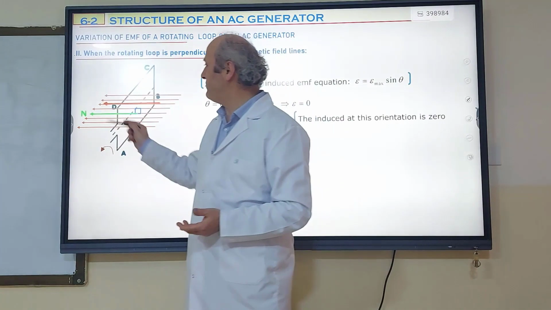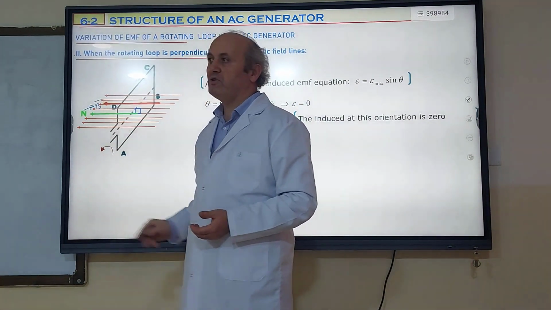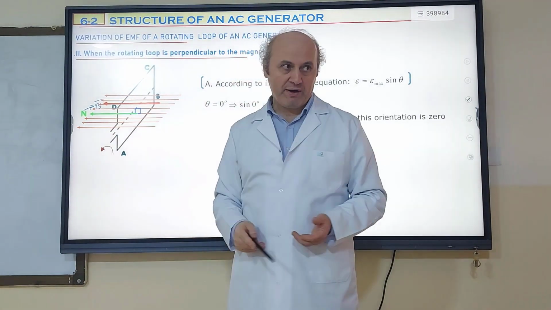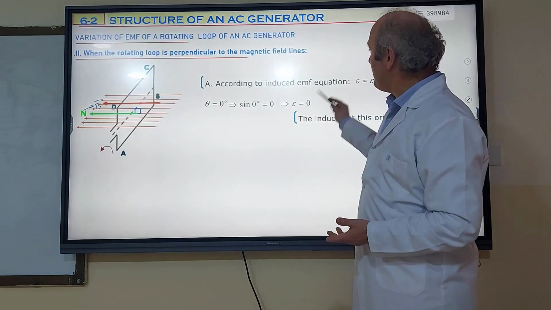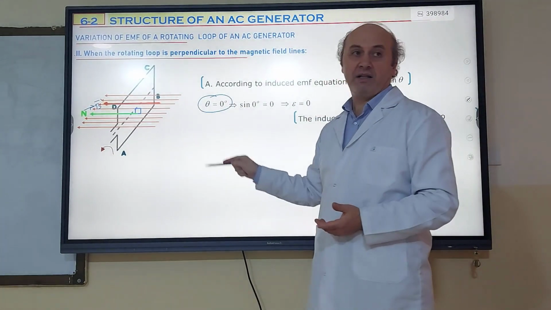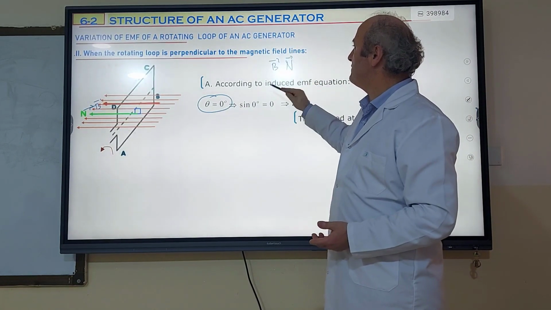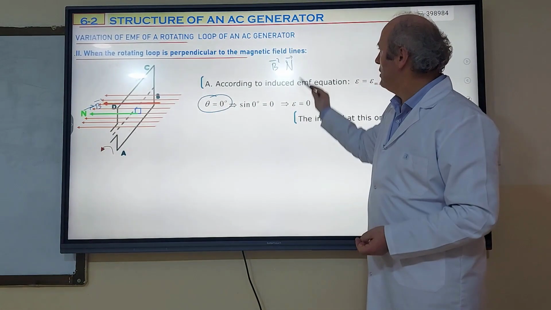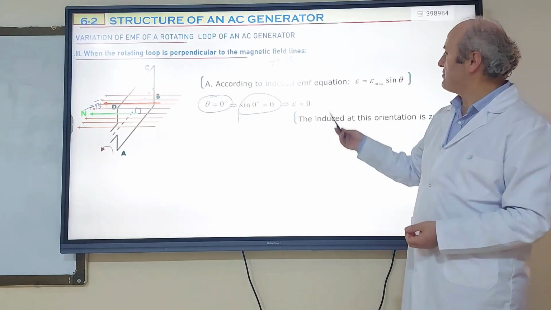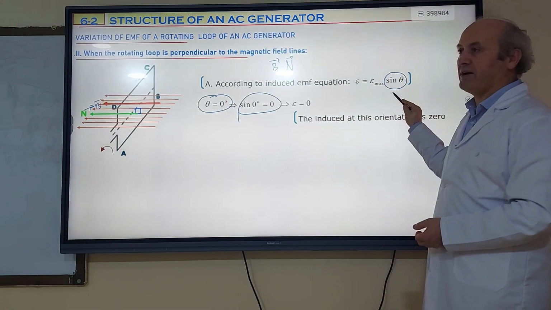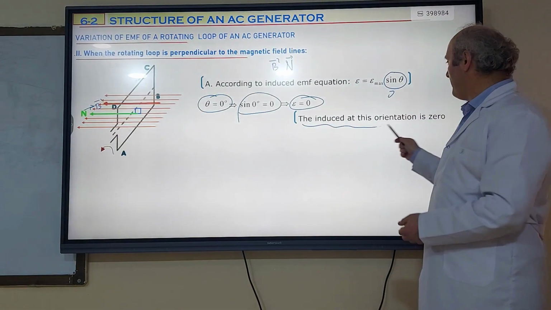So now what is the angle between this magnetic field vector and the normal line? 0. They are in the same direction. If two vectors are in the same direction, the angle between them is 0. So if the angle between B and N is 0, they are in the same direction. In this case, sine 0 is 0. Then when we write 0 in this equation instead of sine theta, the induced EMF becomes 0. The induced EMF at this orientation is 0.